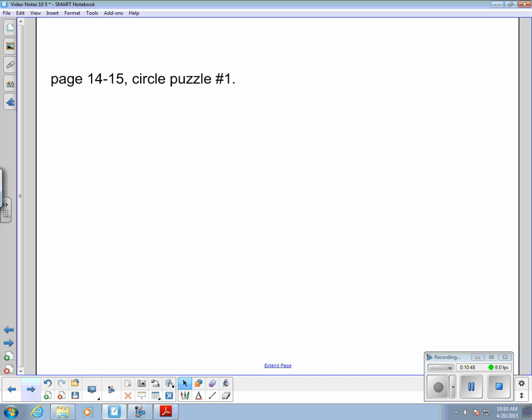Okay, so in class we'll be doing pages 14 and 15 and starting on circle puzzle number 1. If you wanted to start circle puzzle 1 tonight, it might be good. You might come with some questions tomorrow in class and have some issues with that. And that is it.